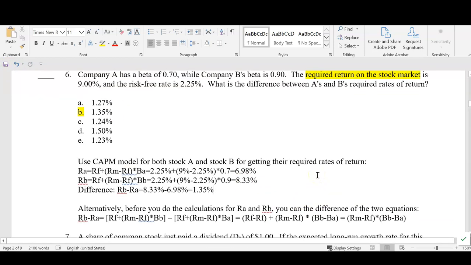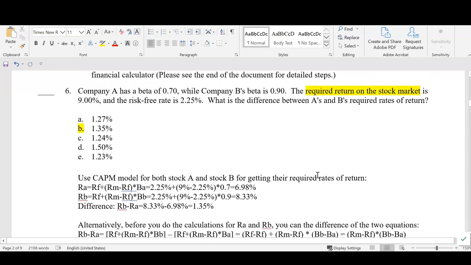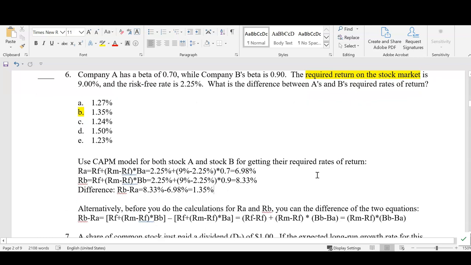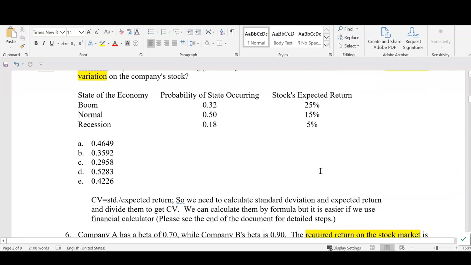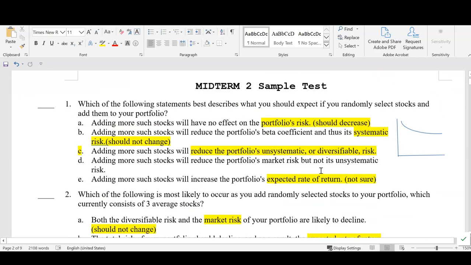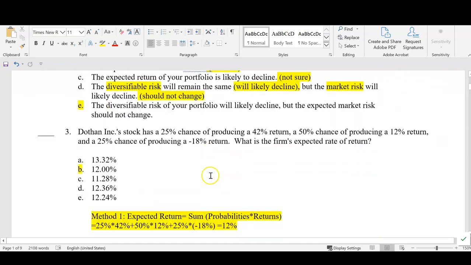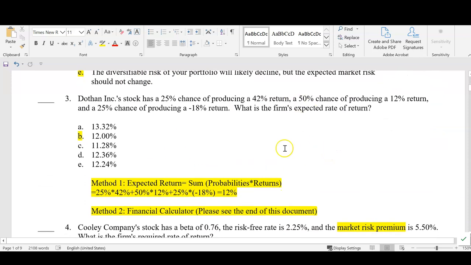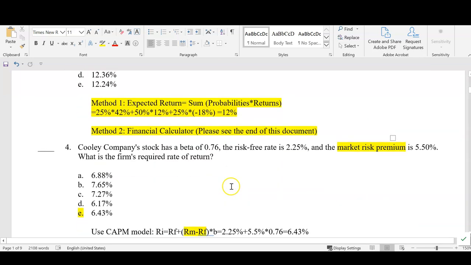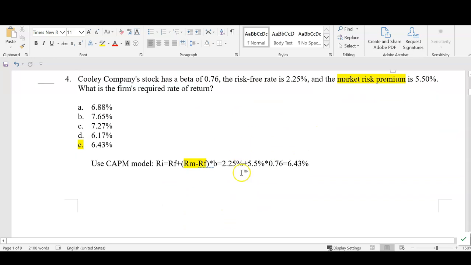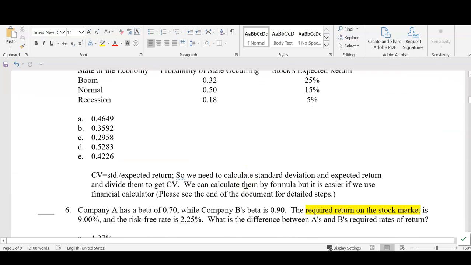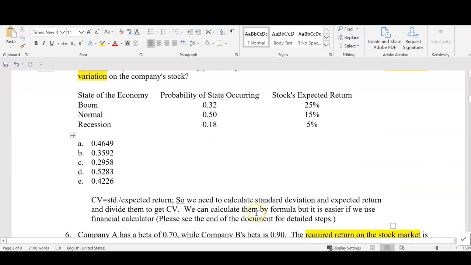Okay, so that's the first 6 questions. These questions are mostly testing our knowledge on chapter 8. So we're talking about risk diversification and calculating firms' expected rate of return based on return in each economy scenario. We're also using CAPM and coefficient of variation knowledge.